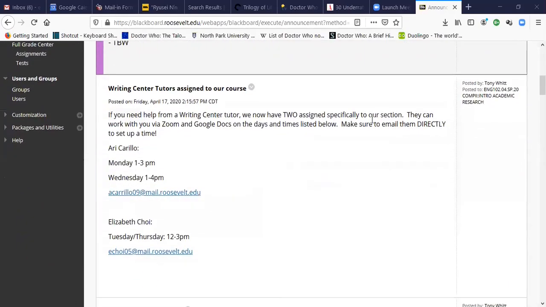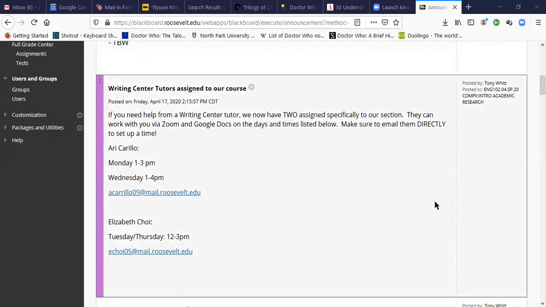Also, this is something that came out today, so I'm just going to remind you, if you need help from a Writing Center tutor, we now have 2 who are specifically assigned to us. They can work with you via Zoom and Google Docs on the days and the times listed below. However, you have to email them directly to set up the time with them, all right?